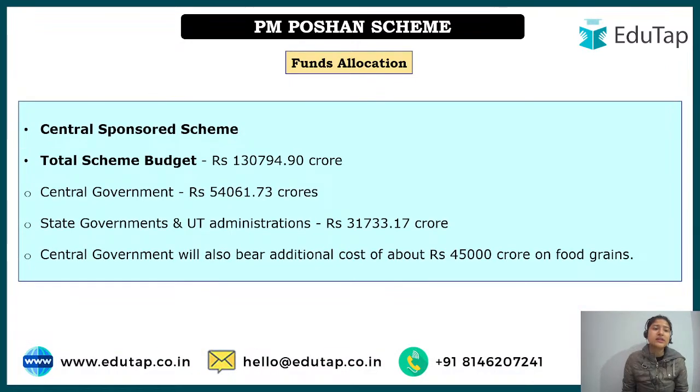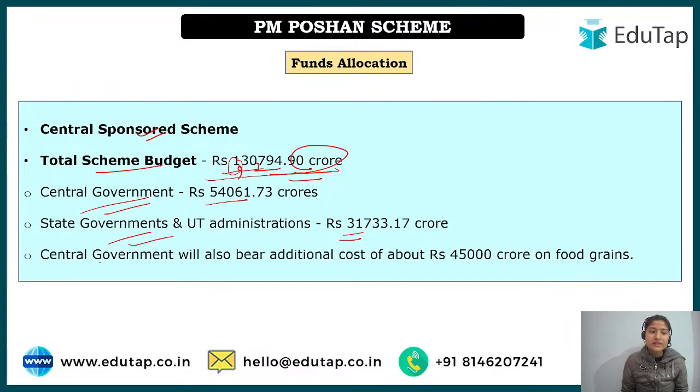Fund allocation, how is it there? So it is a sponsored scheme. Poshan Abhiyaan is also a sponsored scheme, and the funds allocation for PM Poshan is also a centrally sponsored scheme. So the total budget for now has been announced. Here you can look at it, it is somewhere around 1 lakh 30,794 crore, right? And in that we have the central government share and we have the state government share also. So this is your total budget for the scheme, okay.